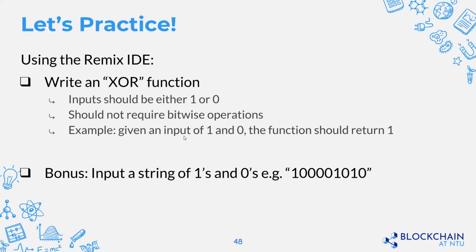So if your function takes in an input of 1 and 0, the function should return 1. Basically, if your function takes in inputs that are different, it should return 1. If it takes in inputs that are the same, it should return 0. So your function should be able to take in, let's say, 0, 0, and return you 0. If it takes in 1, 1, it should return you 0. Yeah, that's an XOR function. So take about 5 more minutes to try to implement this.